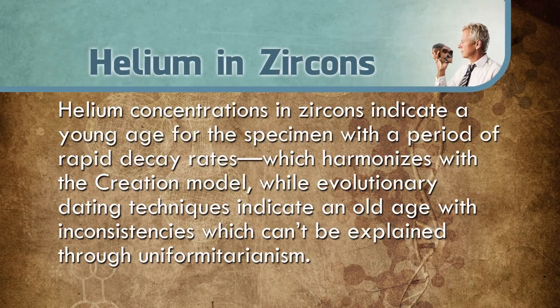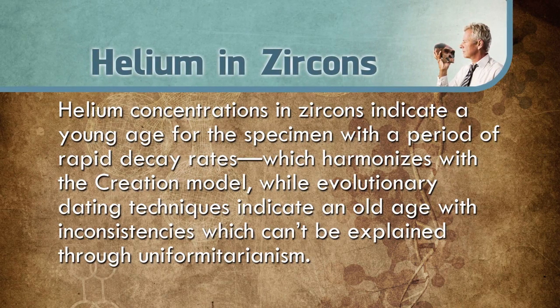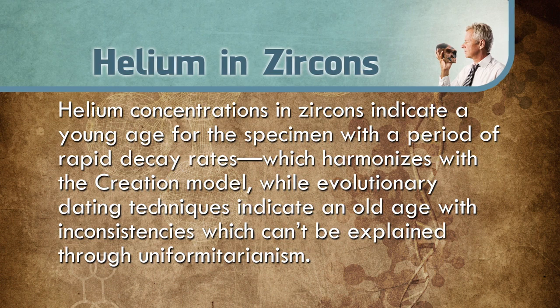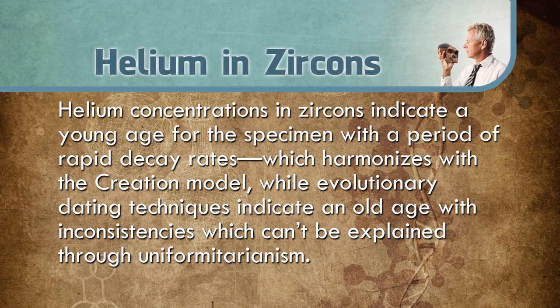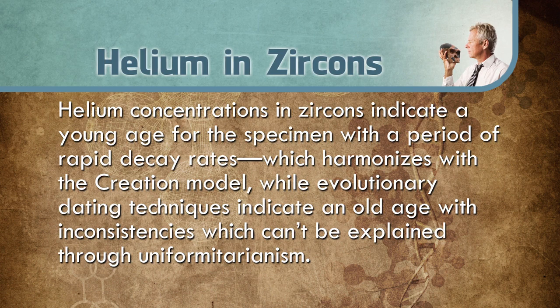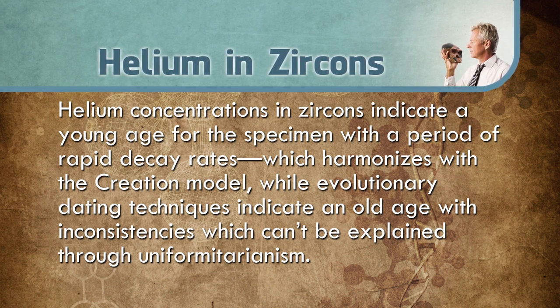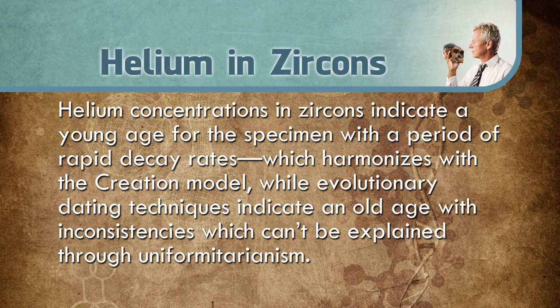So the presence of high concentration of helium illustrates the fact that at some point or points in the relatively recent past, the nuclear decay rate of uranium was accelerated, producing larger amounts of helium that haven't had time to diffuse yet. So helium concentrations in zircons indicate a young age for the specimen with a period of rapid decay rates, which harmonizes with the creation model, while evolutionary dating techniques indicate an old age with inconsistencies which can't be explained through uniformitarianism. Clearly, the nuclear decay rates of the elements haven't always been what they are today.